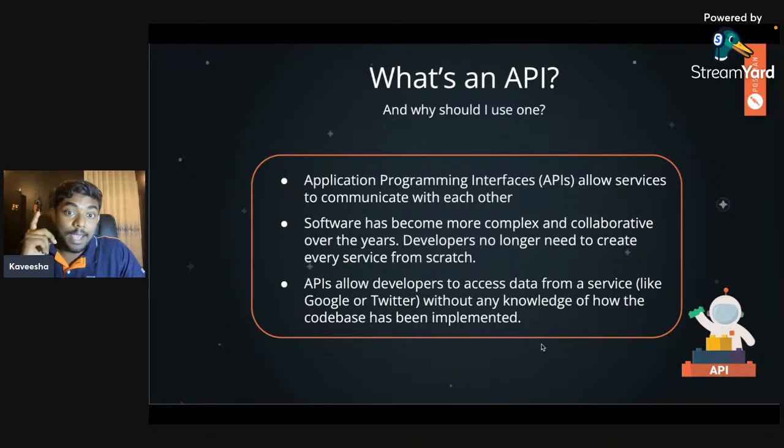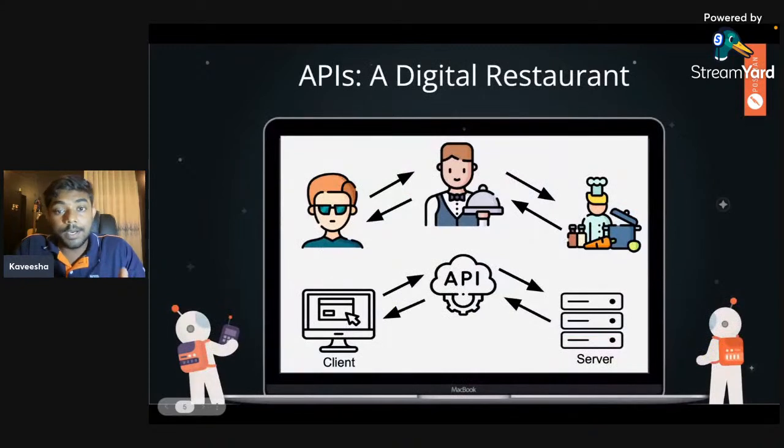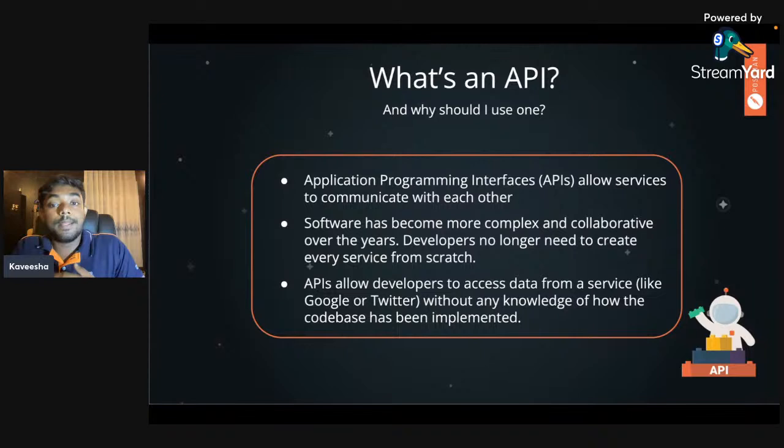As in the example, the waiter communicates with you, and the waiter communicates with the chef. So the APIs allow services to communicate with each other.